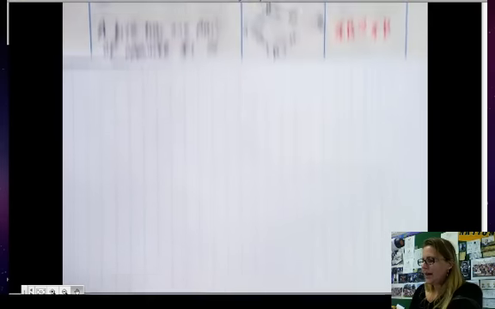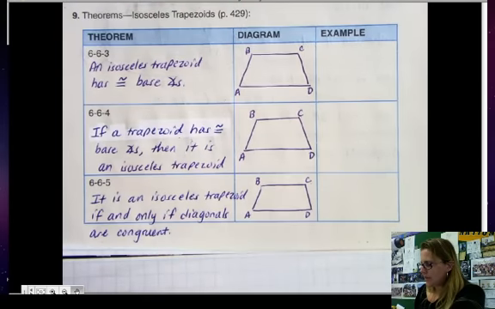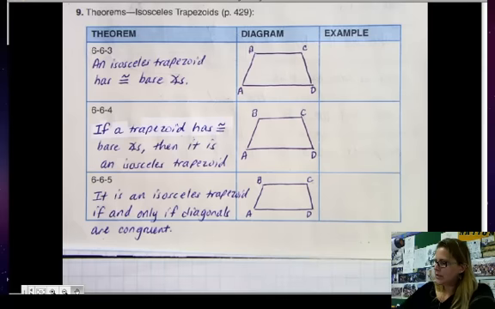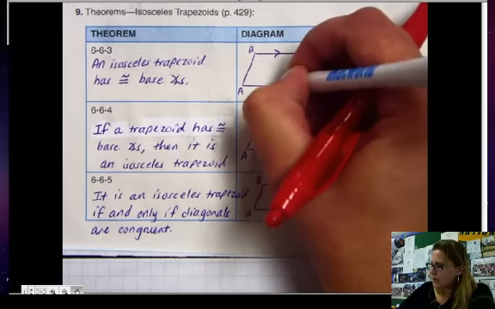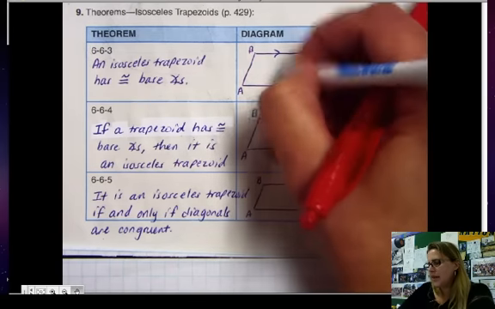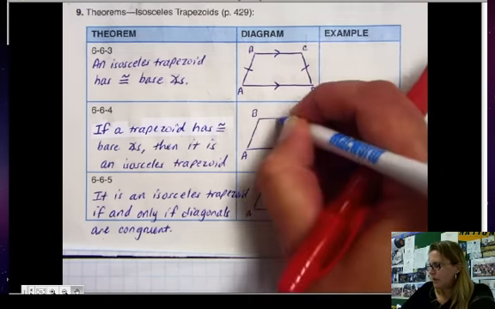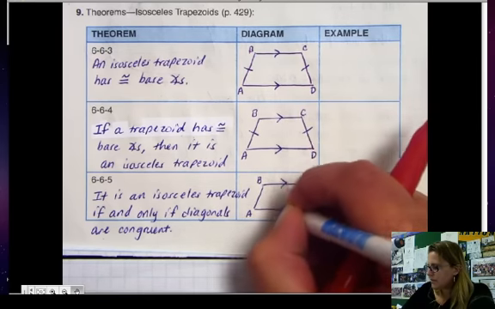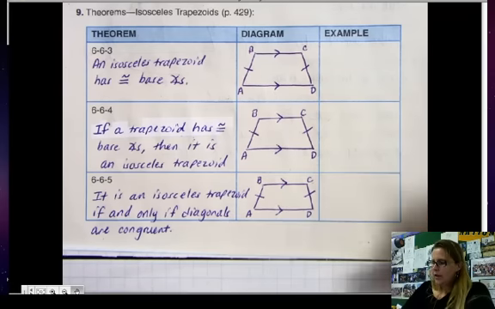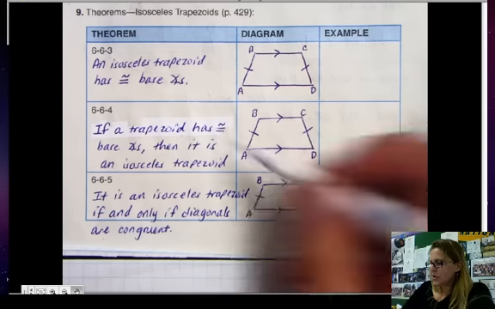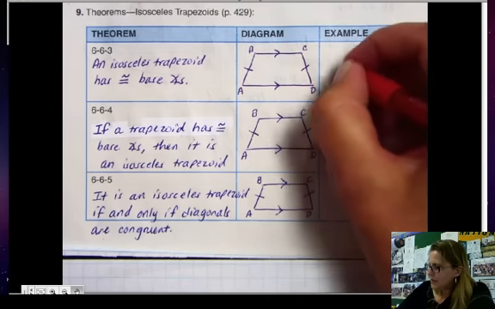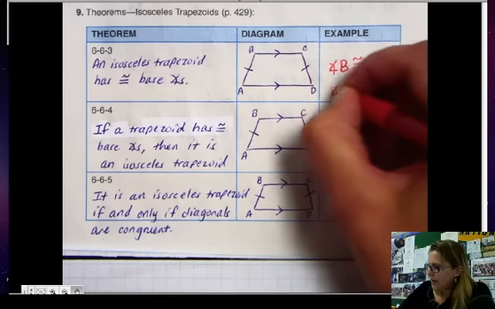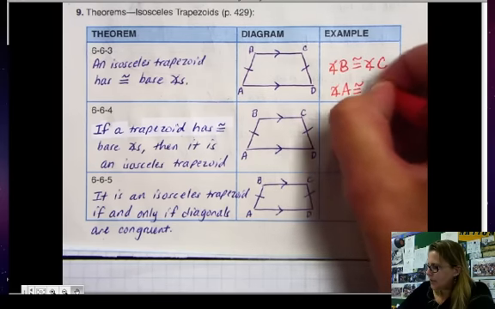So now let's move on to isosceles trapezoids. Here are some isosceles trapezoids. I told you that you would see that. So we know that these are isosceles trapezoids because we have one pair of parallel sides, and we have the legs congruent. So all three of these are isosceles trapezoids. The first one is, if it's an isosceles trapezoid, then the base angles are congruent. So angle B is congruent to angle C, and angle A is congruent to angle D.